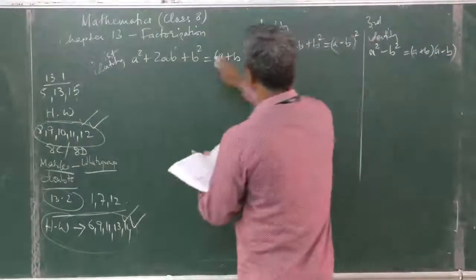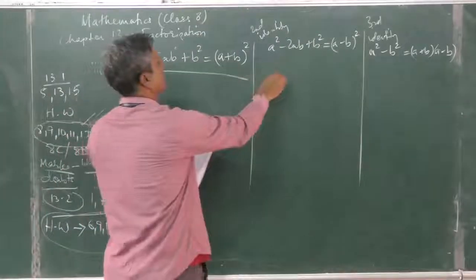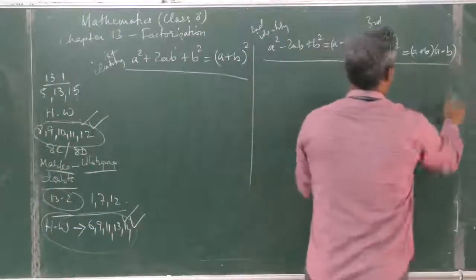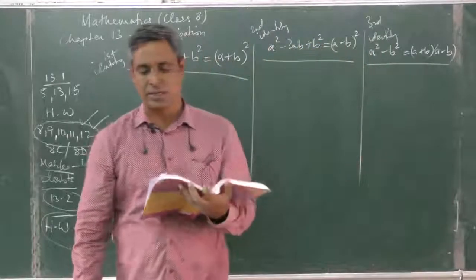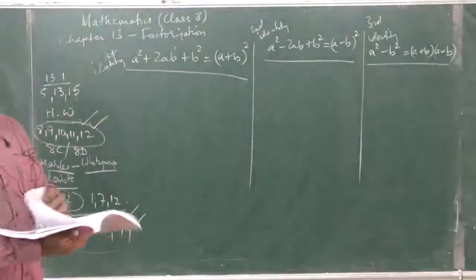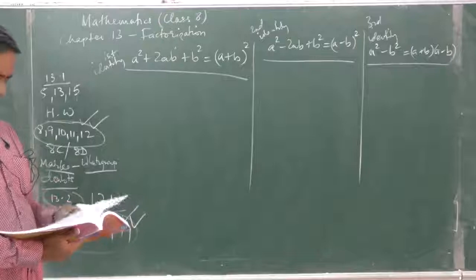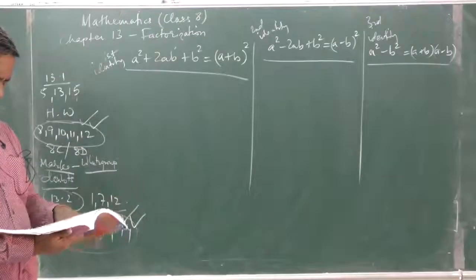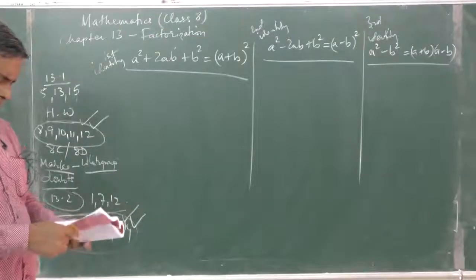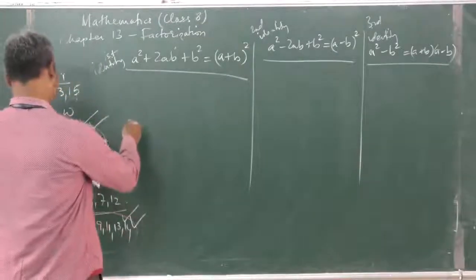We are going to use these three identities to factorize in the next exercise. Let's go to exercise 13.3 and practice using these identities. Exercise 13.3. Question 1 part 3.